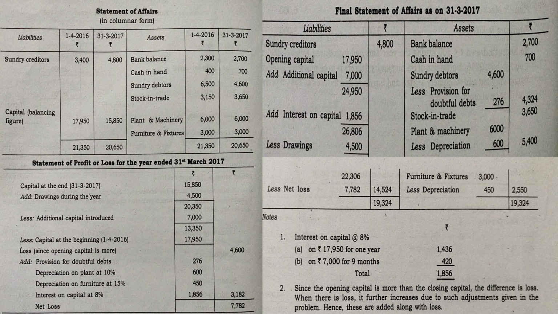I hope you have understood the concepts of the statement of affairs in columnar form and the statement of profit and loss by adjusting expenses and income, and here it is a case of a gross loss. I hope you understand how interest on capital is charged and how depreciation is charged. If you have any queries, please let me know. We will discuss further cases, adjustments and practical questions in the next sessions.